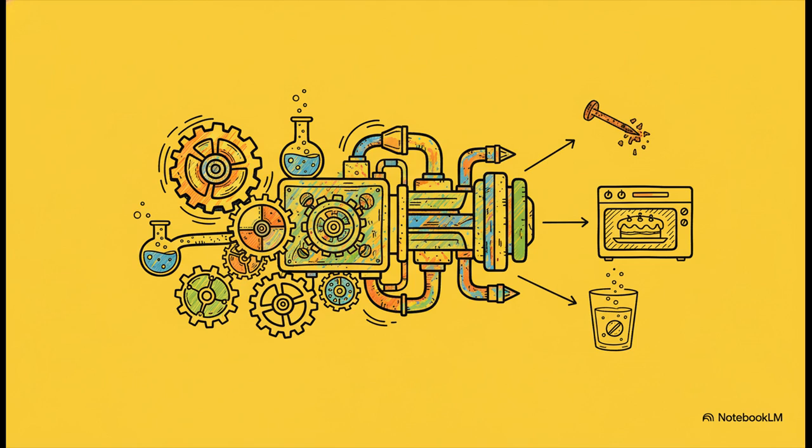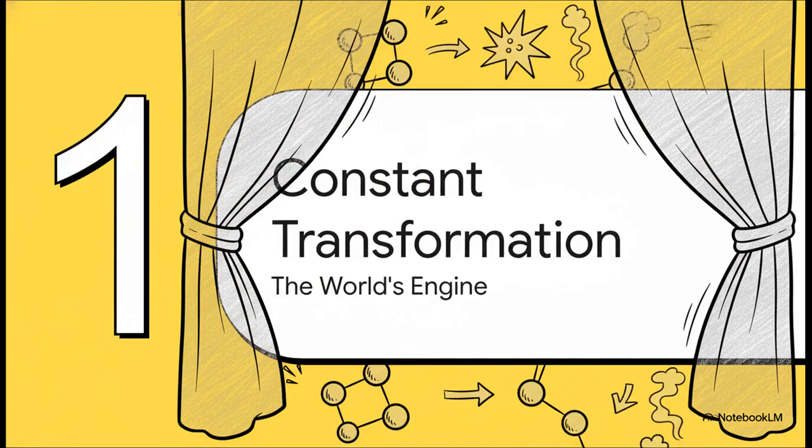This is the hidden engine that drives almost every single change you see, and even the ones you don't. It's basically how stuff becomes, well, different stuff. Okay, so let's get down to it. What exactly is a chemical reaction? Let's get a really clear definition on that.